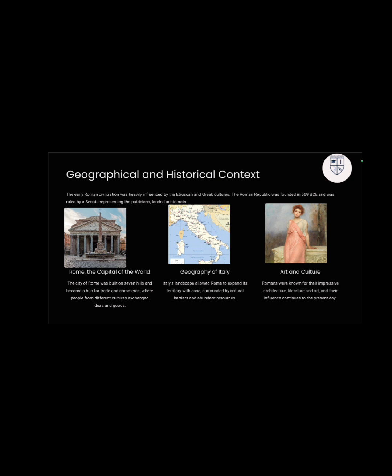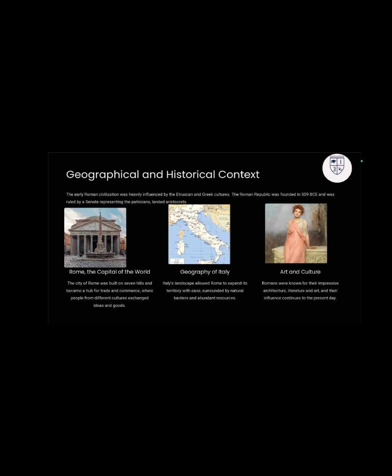So it is saying that the Roman Empire was influenced by Etruscans. Sorry for my pronunciation. Etruscan and Greek cultures. The Roman Republic was founded in 509 BC, and after some hundreds and thousands of years, Rome became an empire. The Roman Republic was ruled by a senate representing the patricians and landed aristocrats. So the senate represented patricians and the aristocrats.